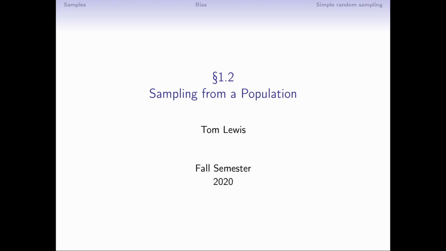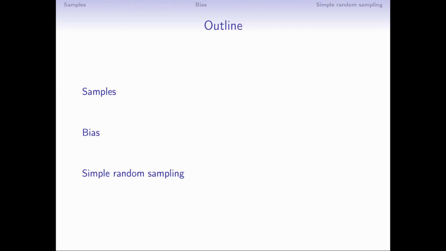All right, welcome back. We're going to study section 2 from chapter 1, sampling from a population. And there are three basic things that we want to cover in this section: samples, bias, and simple random sampling. And let's begin with samples.